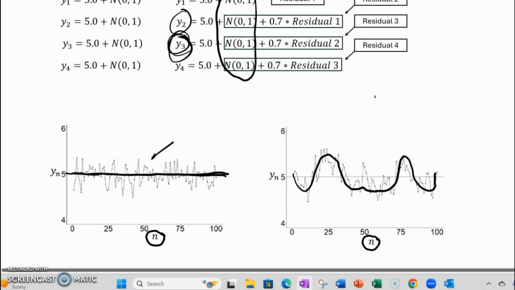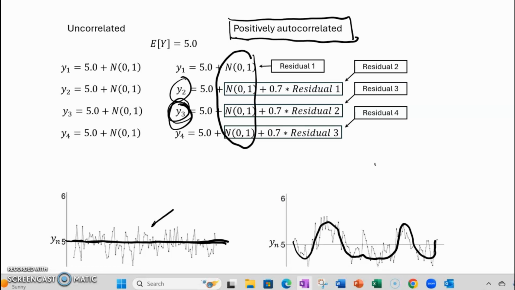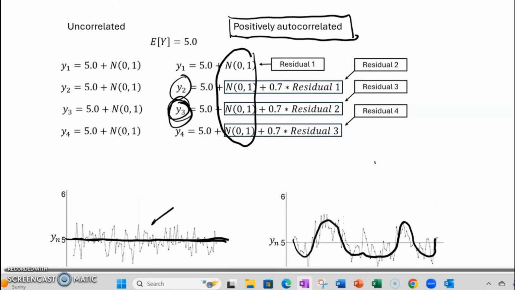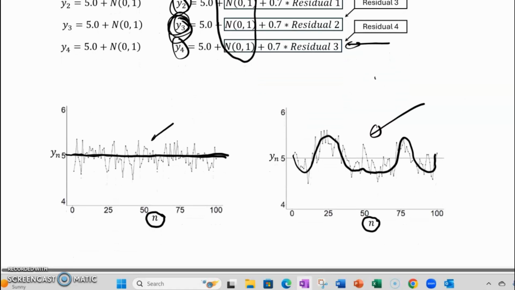It's evident. One thing I want to emphasize is that this is only one possible way to generate positively autocorrelated values. There are other ways, but the whole idea is that with these values of y, values are no longer independent of each other, and therefore you get the sort of pattern you see here.